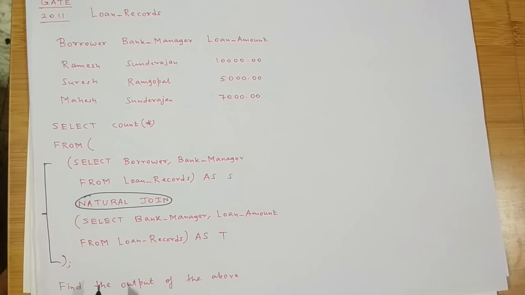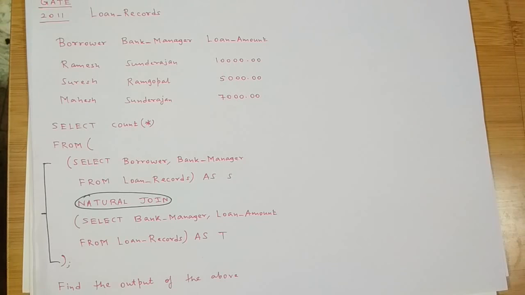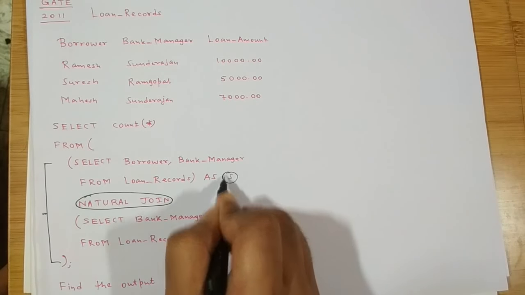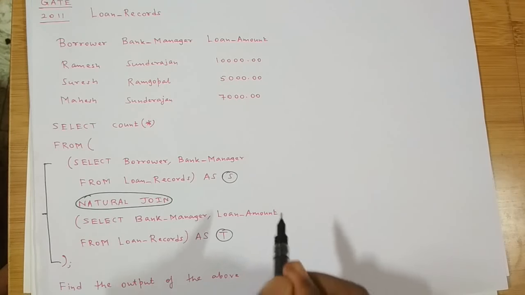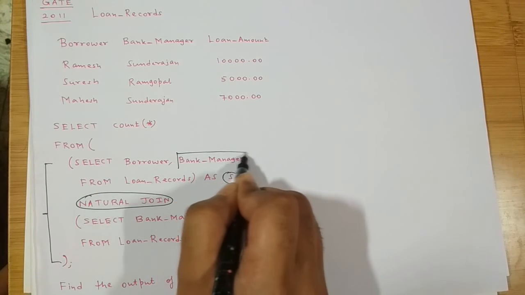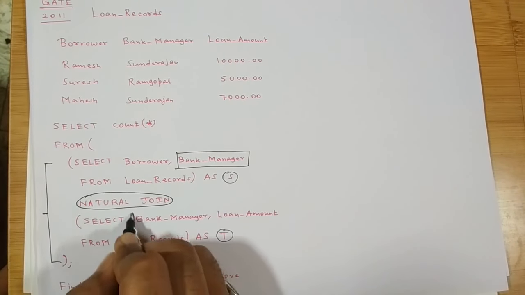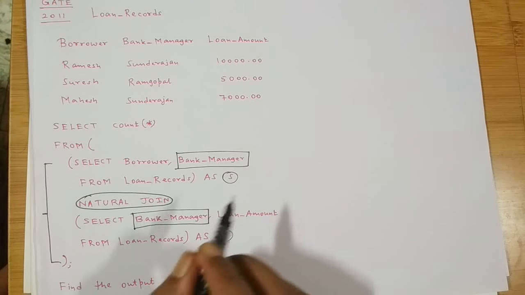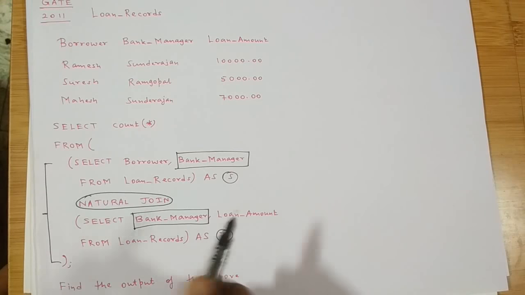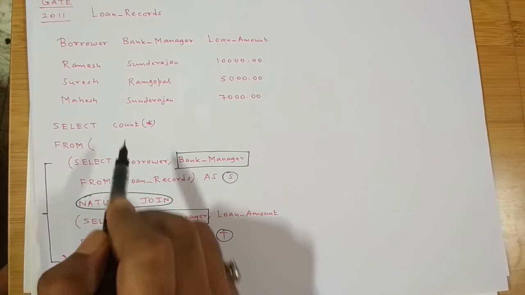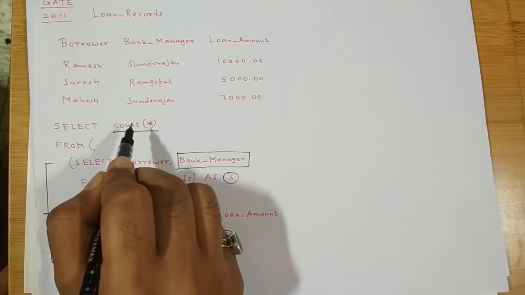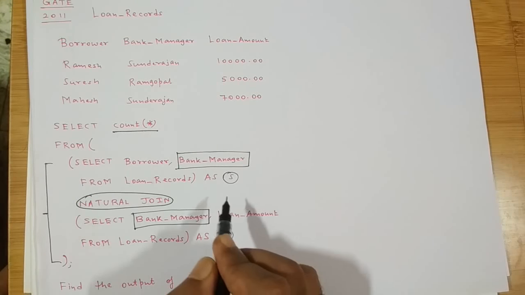What does natural join do? Natural join combines two tables based on a common attribute. And we find that out of these two tables, S and T, the common attribute is bank manager. So based on this attribute, we will combine our two tables S and T, and from that combined table we will count the number of records, because we have count star at the outer end. Let's proceed step by step.